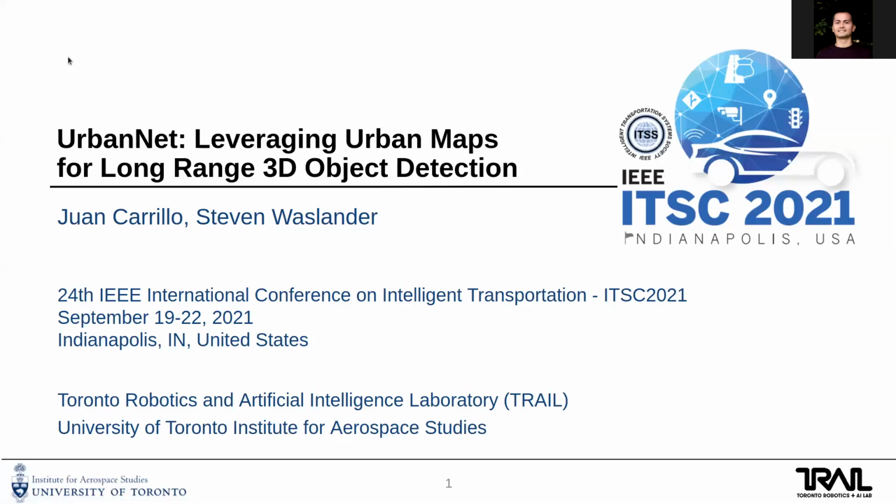Hello and welcome to our presentation titled Urbanet, Leveraging Urban Maps for Long-Range 3D Object Detection, authored by Juan Carrillo and Professor Stephen Waslander, and presented at the International Conference on Intelligent Transportation.